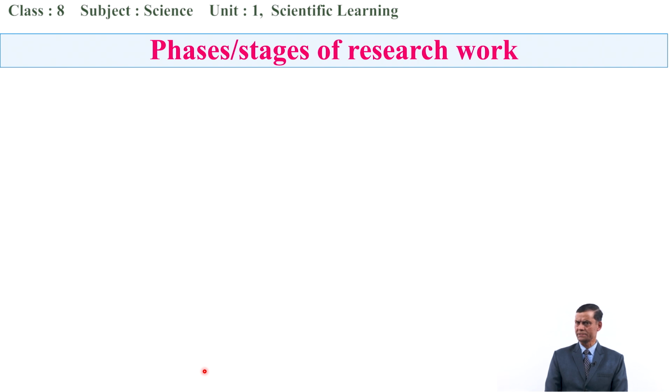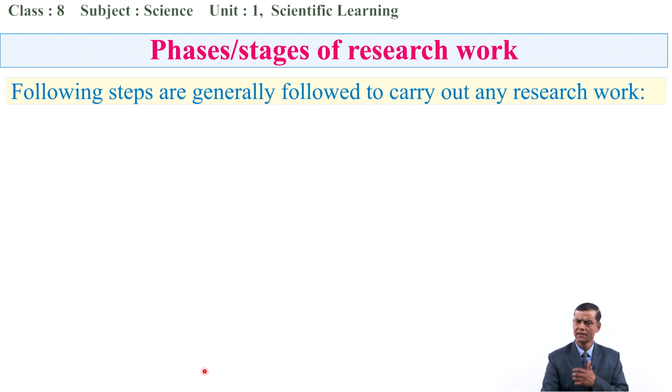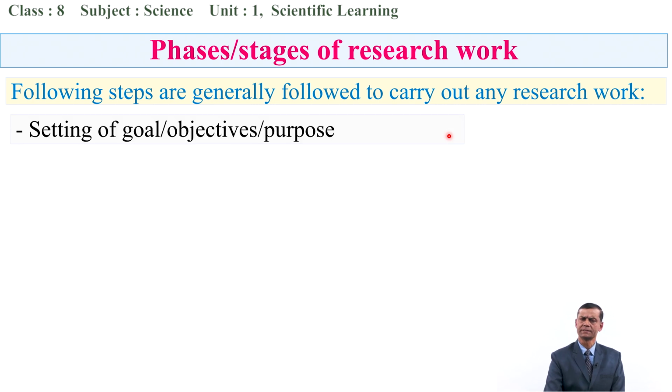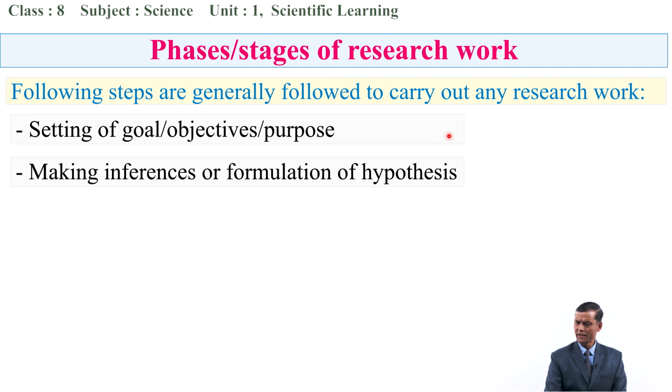Phases or stages of research. There are phases or stages which we have introduced in the previous lesson also. Here are some of the stages that are followed, isn't it, while carrying out research work. The first stage is setting the goal or objective or purpose of the research. That means why research is done, on what issue research is necessary to proceed, isn't it, and what conclusion we expect from this activity.